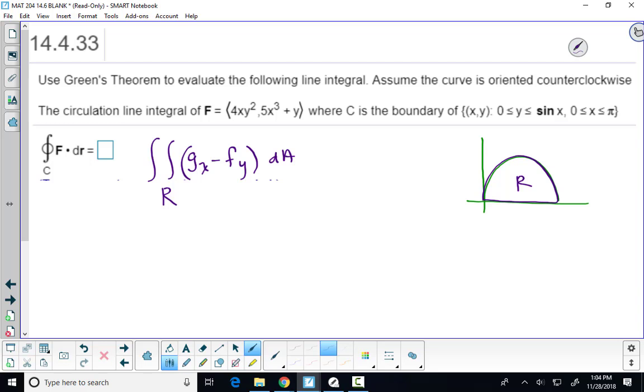So you won't have to convert to polar, correct? No, they give you those bounds. Right. Okay. Yeah, you won't have to convert to polar.